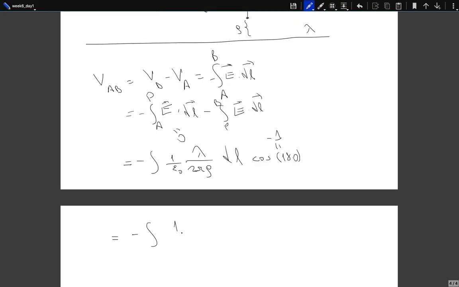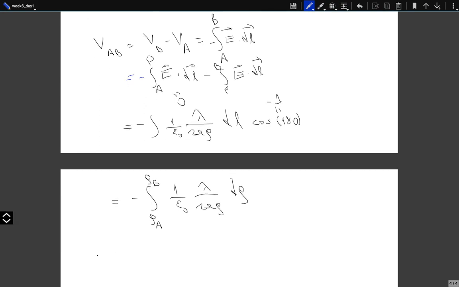So dl, the length, is nothing but the change in rho as I go from one segment to the other. And rho initially starts from the distance of the point A up to the distance of the point B. So the potential difference between the points A and B is minus 1 over 2 pi epsilon 0. Lambda is a constant, I can just take it out. The integral of 1 over rho is the logarithm of rho, let's say, log rho B minus log rho A.